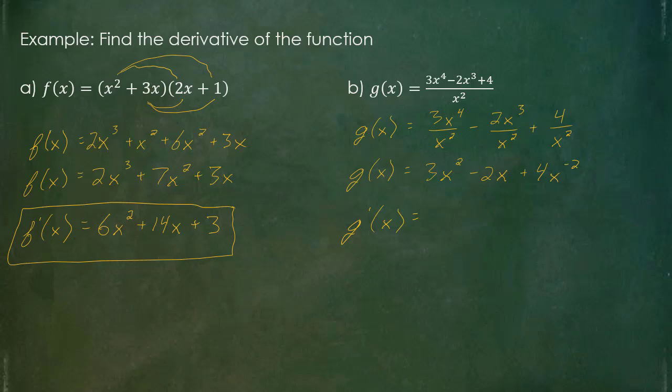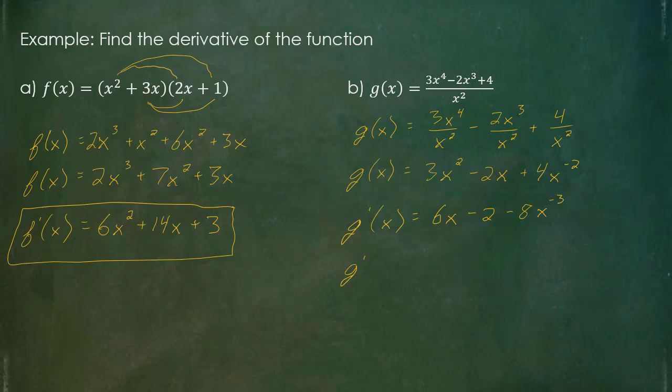First one, 2 times 3 will give me 6. Drop the power by 1, so power of 1 on that x. The middle term, 1 times a negative 2 would just be a negative 2. Drop the power by 1, so it's a power of 0, so I don't have an x on that one. And then the last one, I have a negative 2 times a 4, which would be a negative 8. And then drop the power by 1, so negative 3.